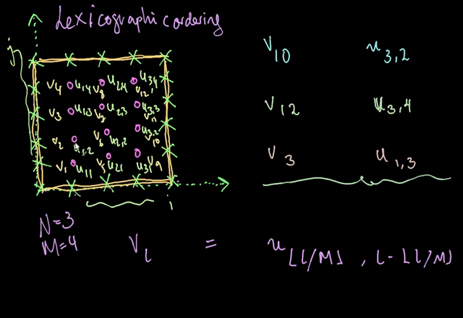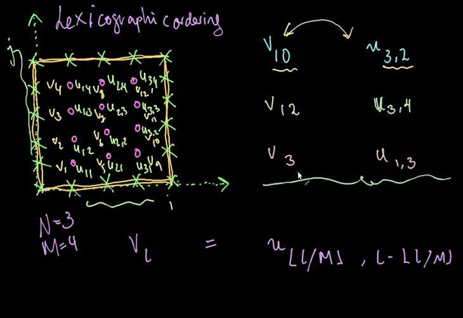So the thing is, it's important for us to know how to convert the indices between the lexicographic index here and our normal index that we use. For example, v10, if we were to count 1, 2, 3, 4, 5, 6, 7, 8, 9, 10, then we will find that v10 corresponds to u3,2. And v12, for example, corresponds to u3,4, and v3 corresponds to u1,3.